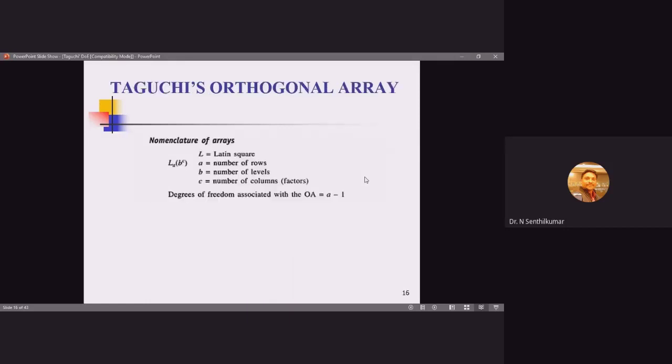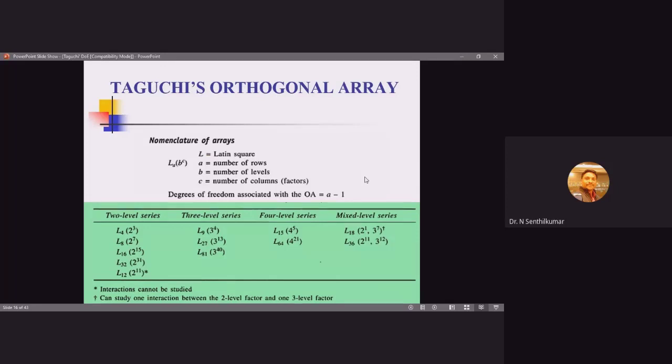So based on this only, Taguchi has designed this orthogonal array. L stands for Latin square. Then A stands for the number of rows. That is 9. L9 means 9 rows, that is 9 experimental runs. L16, the number of rows is 16, that is 16 experimental runs. L27, 27 rows.